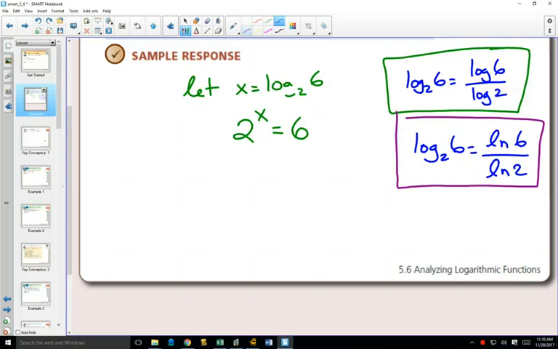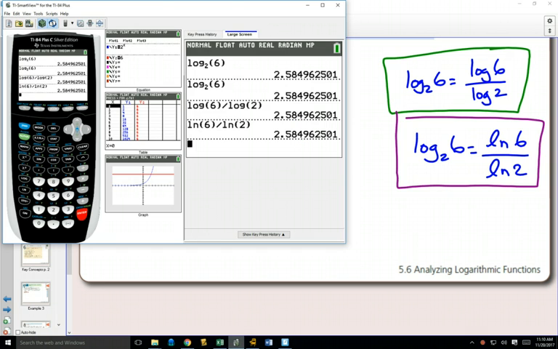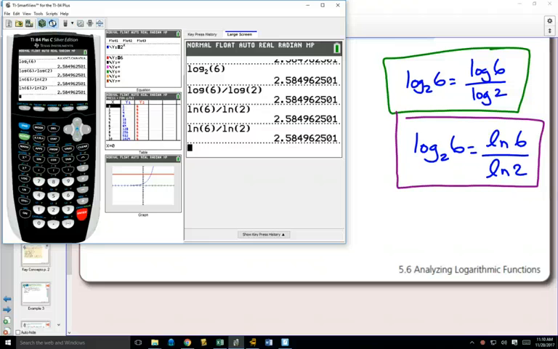Okay, we're going to do it one more time. On your calculator, the natural log button is right below your log button. So when I hit this LN button, it gives me the same answer. Now we're going to do it one more time.